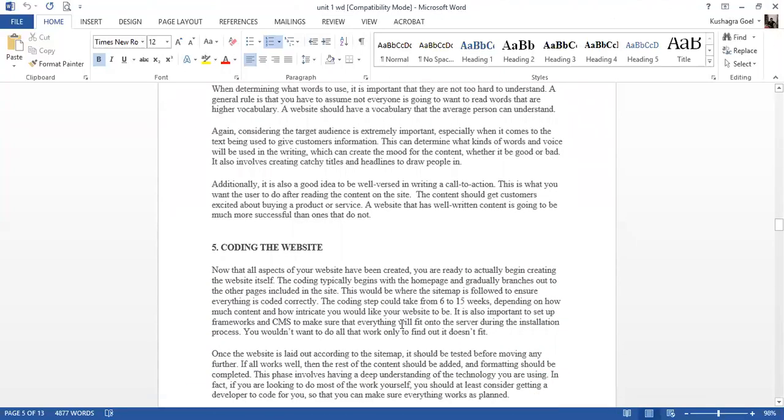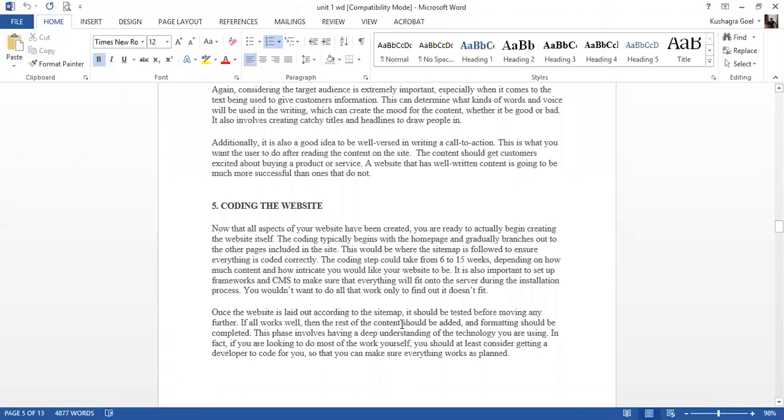Next is coding the website. The coding step would take 6 to 15 weeks depending on how much content and how intricate you would like your website to be. It is also important to set up the framework and CMS to make sure that everything will fit on the server during the installation process. You wouldn't want to do all the work only to find out it doesn't.